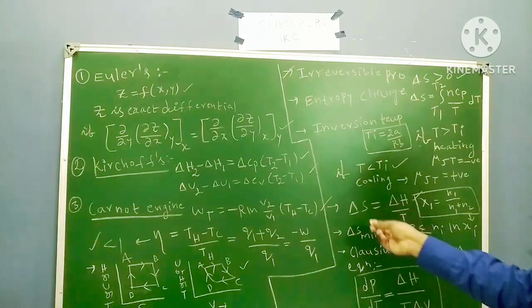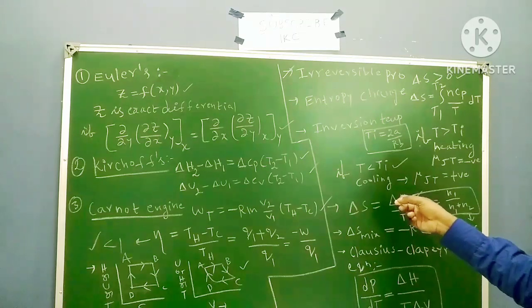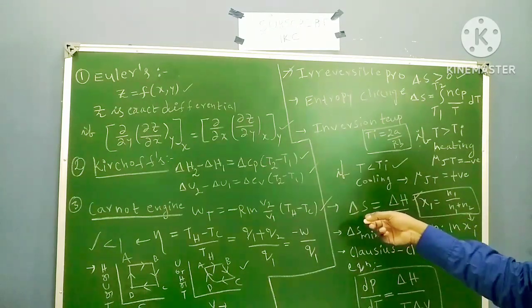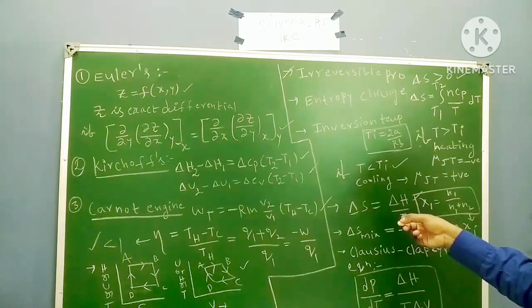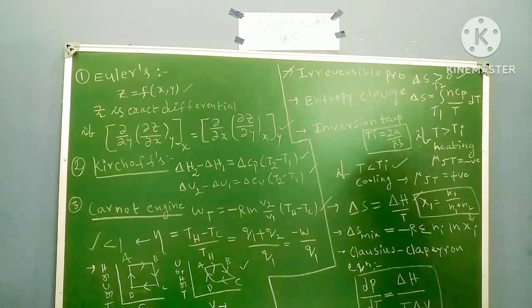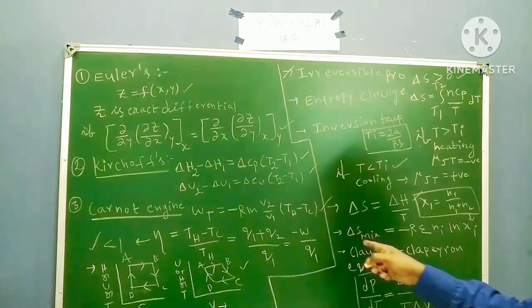Next, delta S. If the examiner gives you the enthalpy change and temperature, you have to use this formula: delta S equals delta H by T. This is also an important formula. Next one, entropy change of mixing.